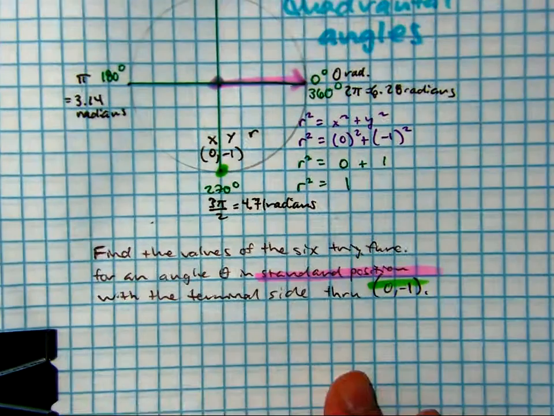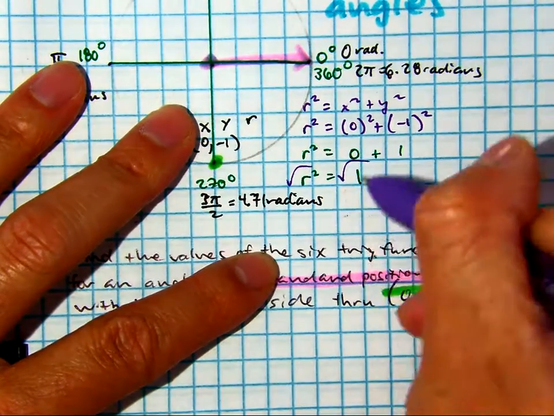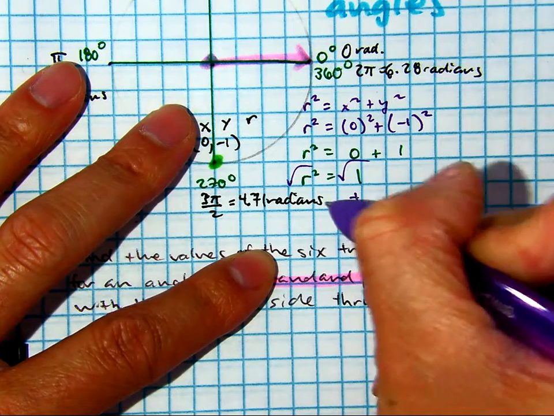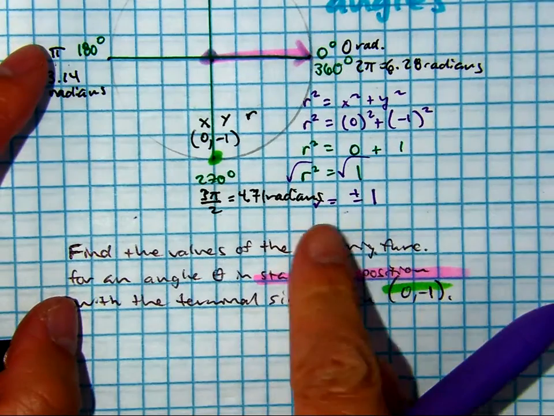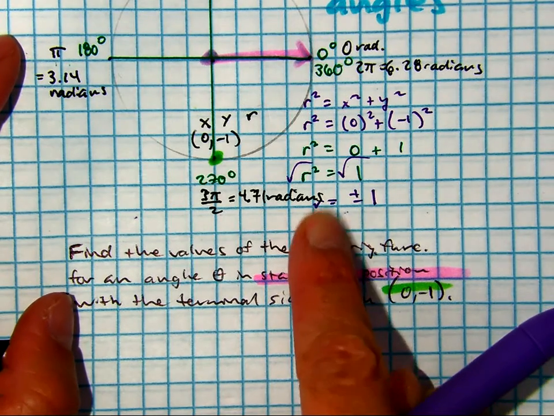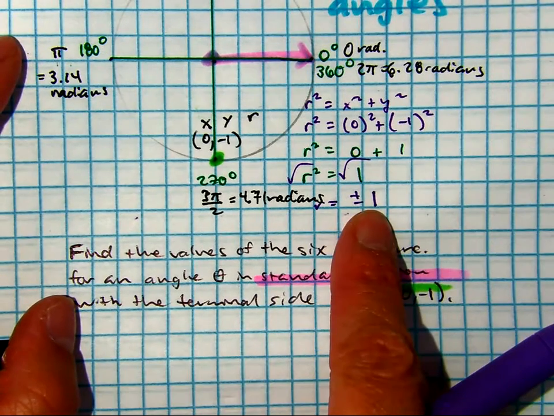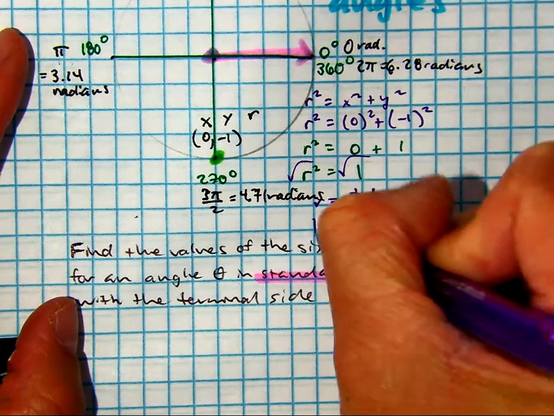I'm going to take the square root of both sides. Remember, when you take the square root of an equation, it will be plus or minus, so r is equal to plus or minus 1. Question. What does r stand for? Radius. Can a radius be a -1? So our answer is r is equal to 1.